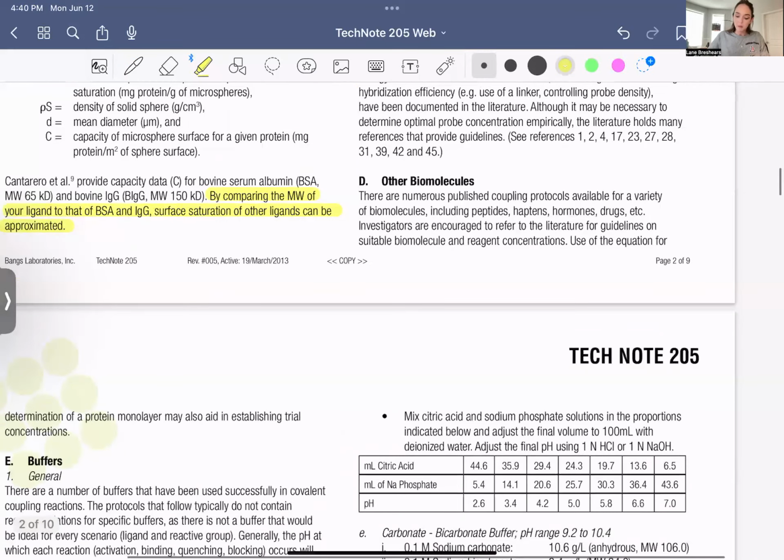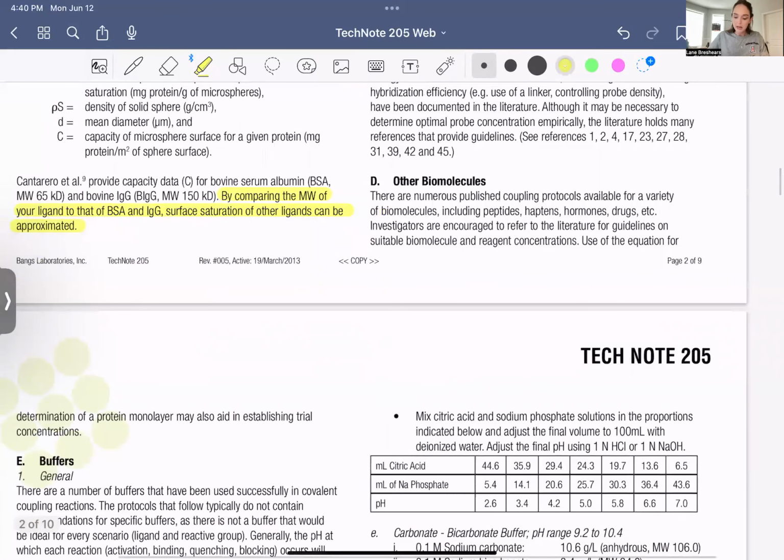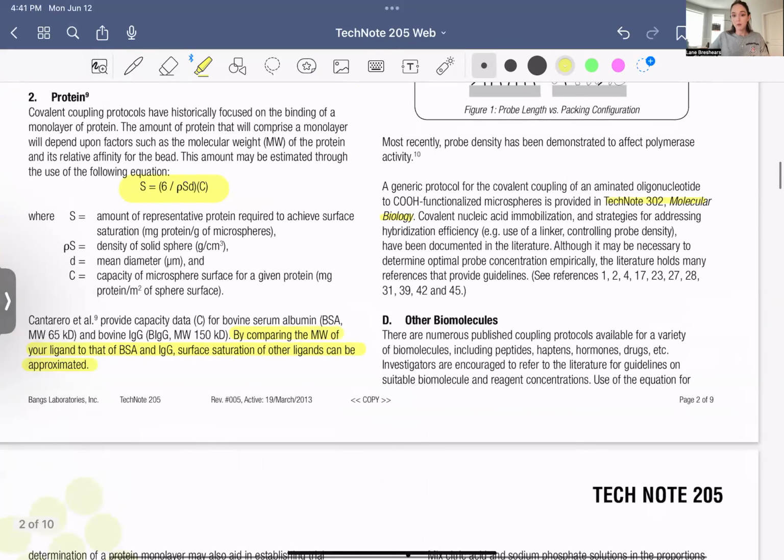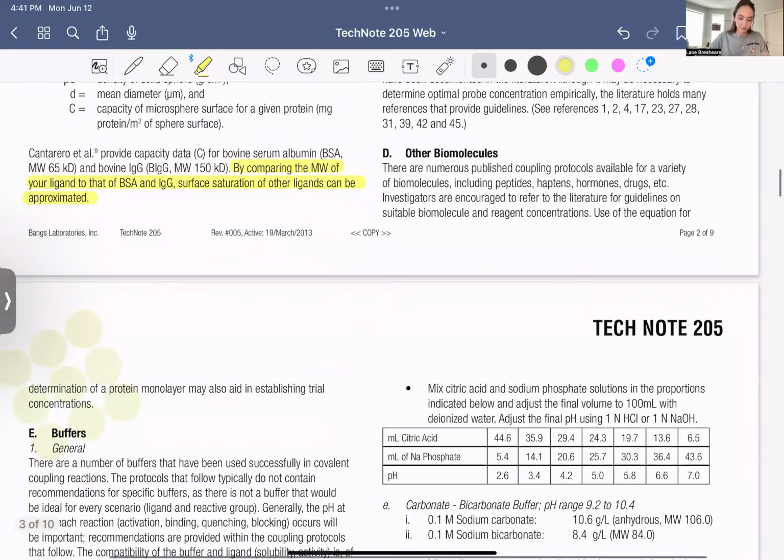There are also other biomolecules, including peptides, haptens, hormones, drugs, etc., so refer to the literature. Since I used protein, this was really helpful for me. But if you're not using proteins, you're definitely going to want to do your background research. Do that anyways.